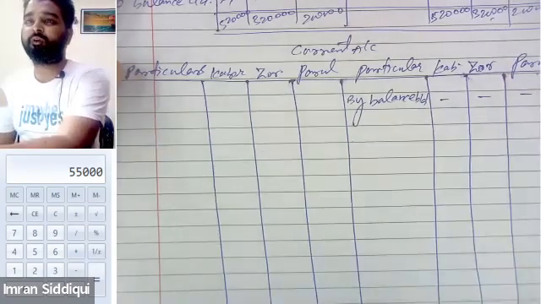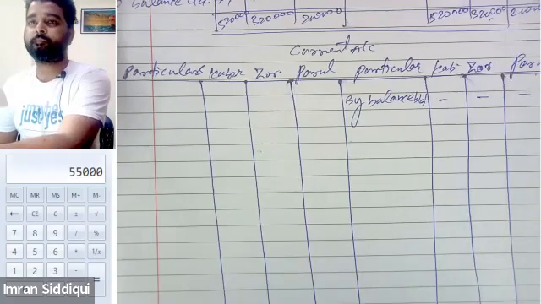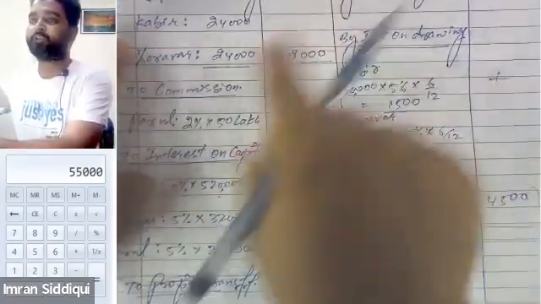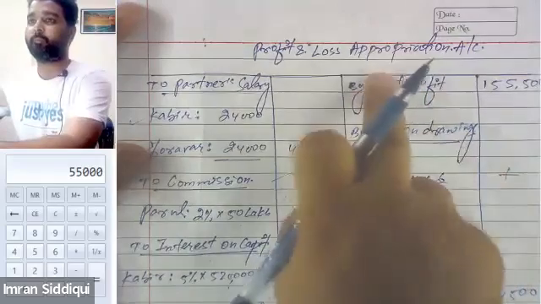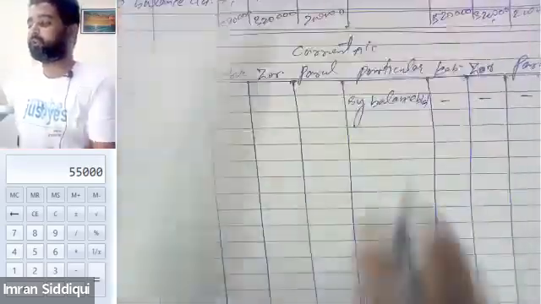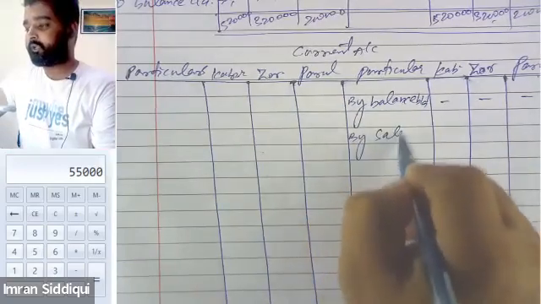Am I clear, everyone? Is this clear to all of you? Yes, sir. Now see, we will record all the items of the P&L appropriation on the credit side of the partner's current account. We recorded partner salary, and this will be recorded in the partner's current account as well. So we'll write down by salary.